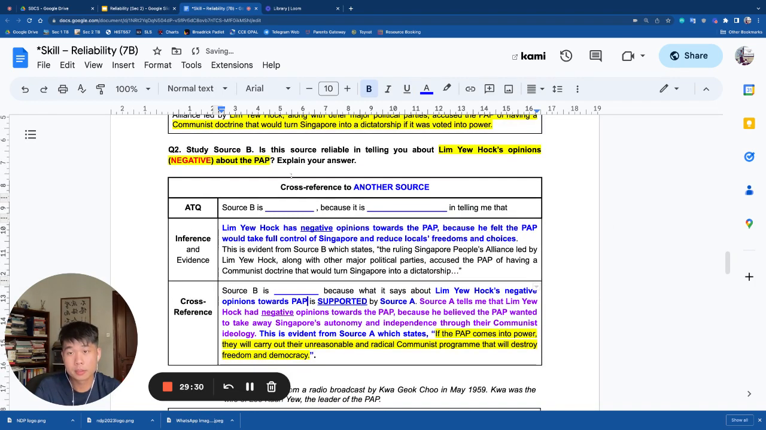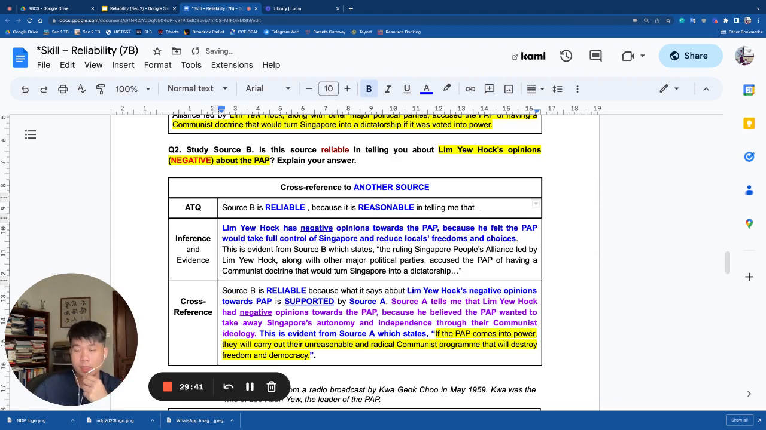And because it's supported, I need to answer to the word reliable. It's reliable. And so reasonable. Okay. So does the whole answer make sense? Source B is reliable because it's reasonable in telling me that Lim Yew Hock has negative opinions, because he felt the PAP would take full control and reduce locals' freedoms and choices. Source B is reliable because what it says about Lim Yew Hock's negative opinions is supported by source A. Source A also tells me that Lim Yew Hock had negative opinions because he believed the PAP wanted to take away Singapore's independence through their communist ideology. Yeah, tight. Makes sense. Perfect.